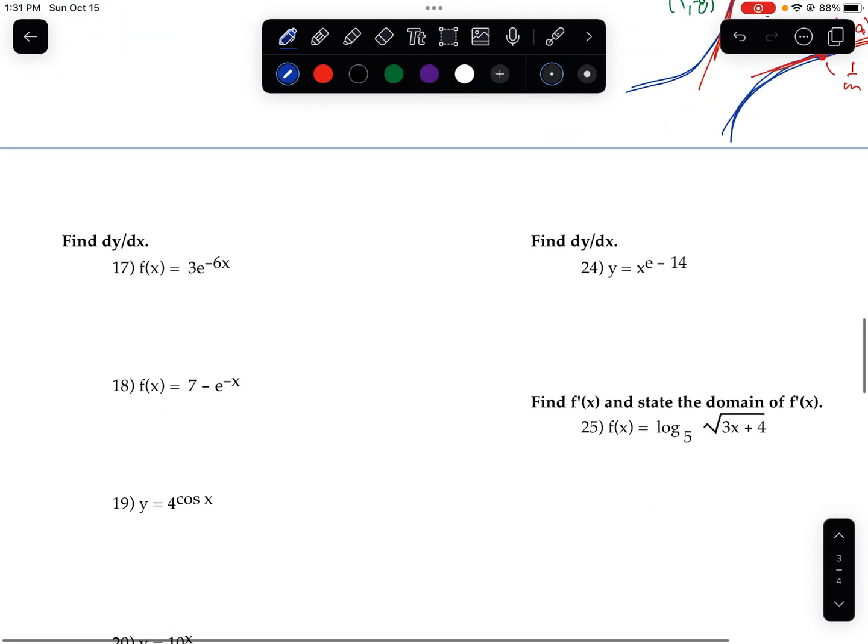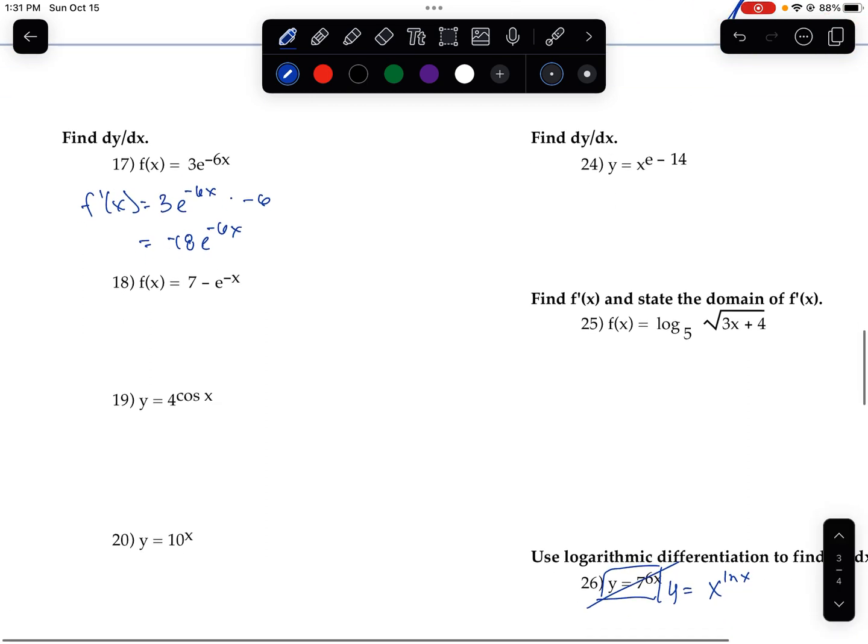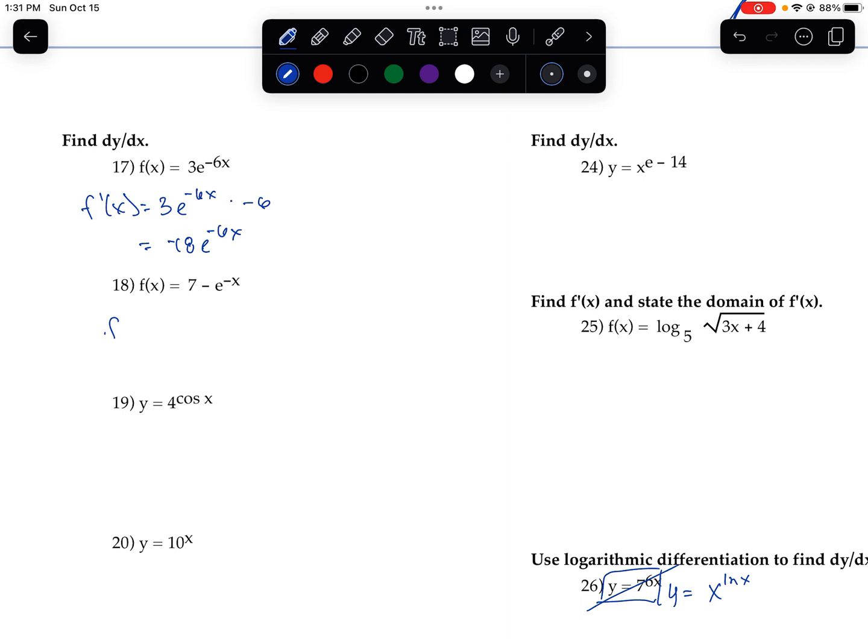last page. So we have here, we're just finding the derivative. So f prime of x. So we have a coefficient of 3, and then we take the derivative of the function, which would be itself times -6, because that's the derivative of the inside function. So we get -18 e to the -6x. Alright, for this one right here, we'll take f prime of x. The derivative of 7 is 0. The derivative, don't forget that you have a coefficient of a negative value, and then take the derivative of e to the -x, which is itself, times -1 because of the derivative of the inside. So this will just be e to the -x, because we got negative and negative right there.